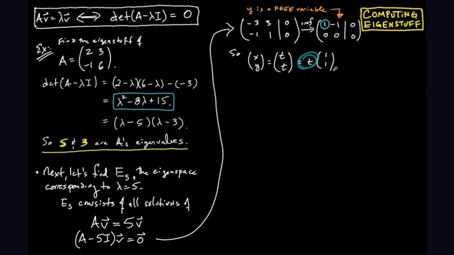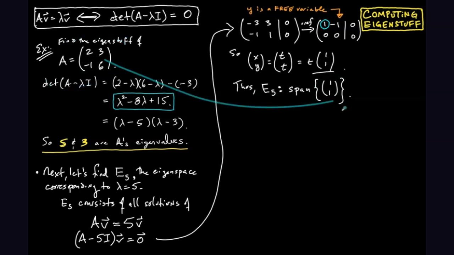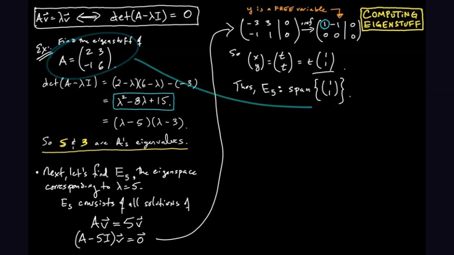So all scalar multiples of 1, 1 are eigenvectors of A with eigenvalue 5. Thus, E5, our eigenspace for 5, is simply the span of the vector 1, 1. So that means this matrix scales the vector 1, 1 by 5, which you could see very quickly if you multiplied A times 1, 1. You get the first column plus the second column, which is indeed 5, 5, which is 5 times 1, 1. But A also scales everything in the span of 1, 1 by 5.